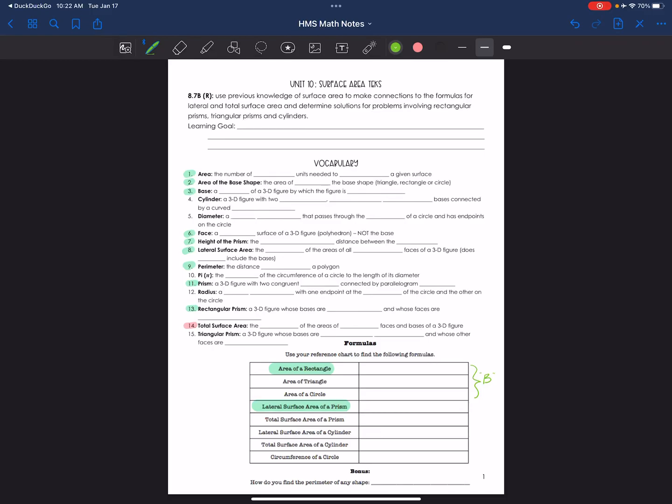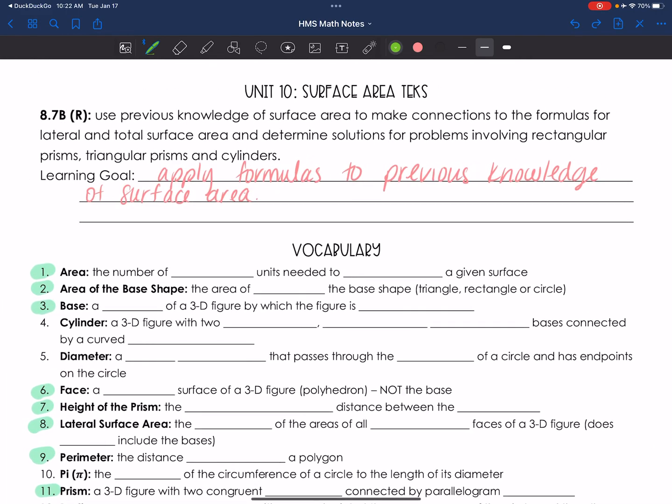Let's get into today's lesson, which I will say, since we are starting a new unit, is going to be slightly longer than the others, just because we do have a ton of vocab that we need to go through. So, today's lesson is: use previous knowledge of surface area to make connections to the formulas for lateral and total surface area and determine solutions for problems involving rectangular prisms, triangular prisms, and cylinders.